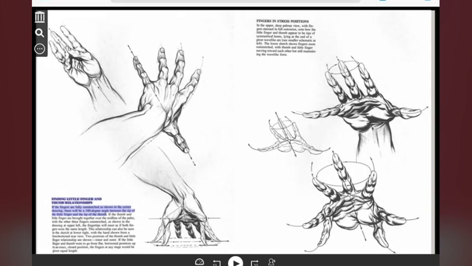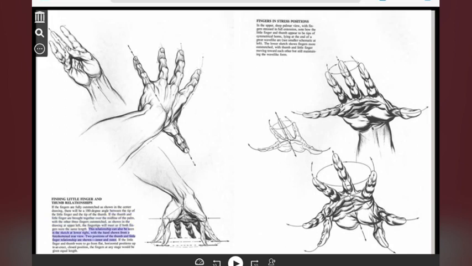Finding little finger and thumb relationships. If the fingers are fully outstretched as shown in the center drawing, there will be a 180-degree angle between the tip of the little finger and the tip of the thumb. If the thumb and little finger are brought together over the midline of the palm, with the other 3 fingers outstretched, as shown in the drawing at upper left, the fingertips will meet as if both fingers were the same length.